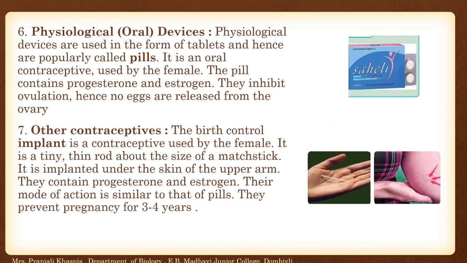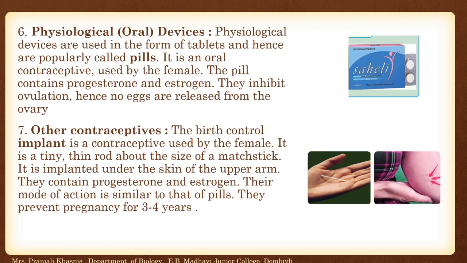Next are the physiological or oral devices. Physiological devices are used in the form of tablets and hence are popularly called pills. It is an oral contraceptive used by the female. The pill contains progesterone and estrogen. They inhibit ovulation, hence no eggs are released from the ovary.